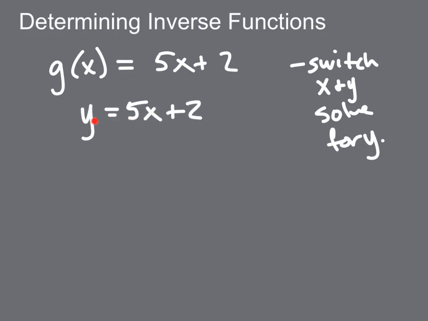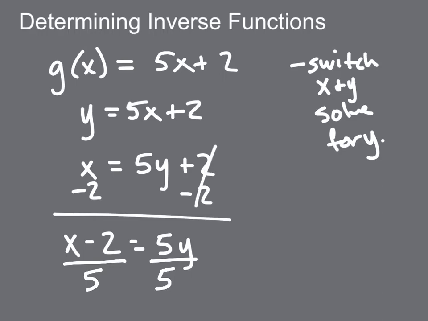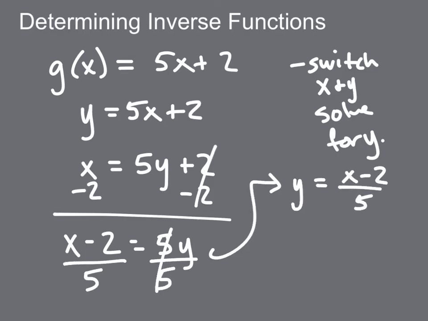Now, that's the first step. Then I want to switch x and y. So then we're going to write x equals 5y plus 2. The next thing you want to do is solve this equation for y. So we're going to subtract 2 from both sides, and that's going to get x minus 2 is equal to 5y. Now then, the next thing we want to do is divide both sides of this equation by 5 to isolate y. The 5's divide out here, and you're left with y equals x minus 2 all over 5.